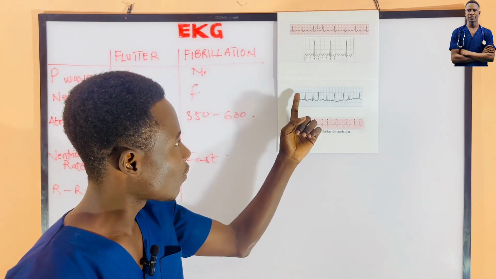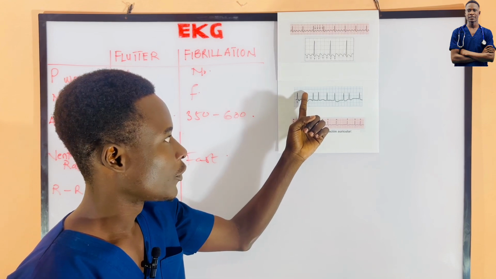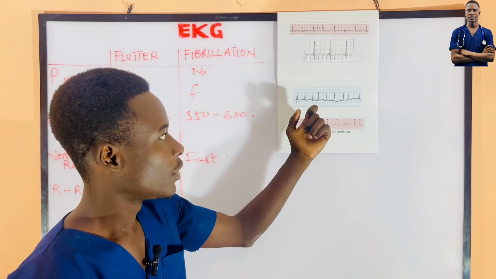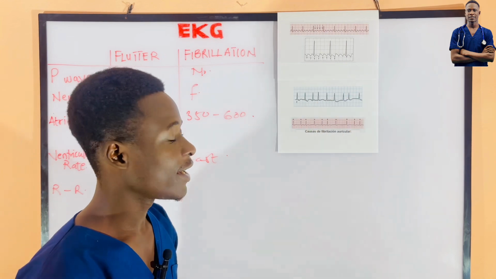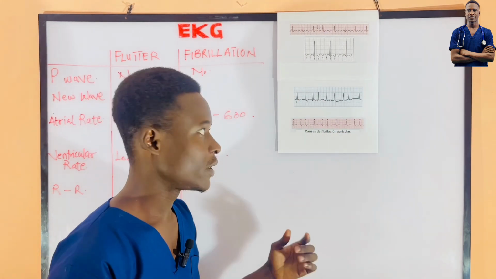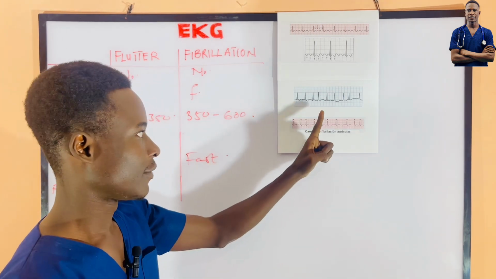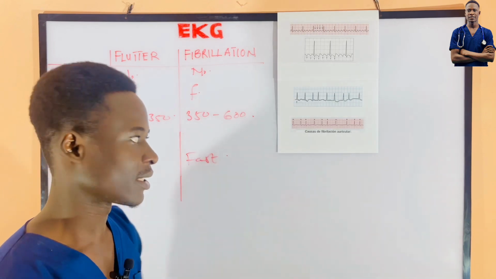But let's look at this one. If you check one R wave to another R wave, although it is irregular, the frequency will be more than that of the flutter. So we say there's a higher ventricular rate in the fibrillation than in the flutter.